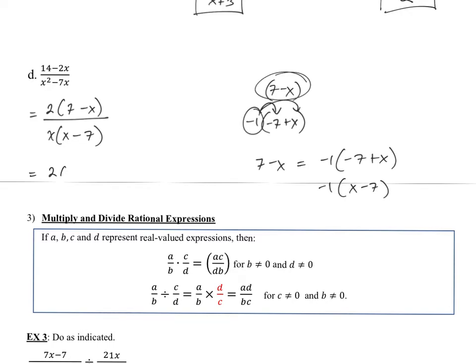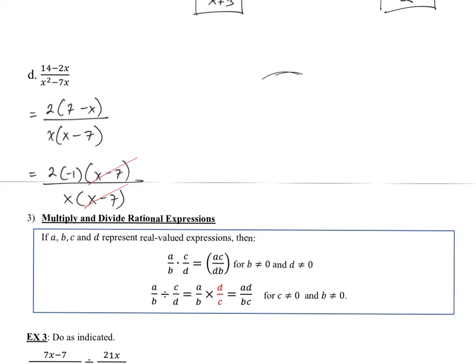That is 2 times negative 1 times x minus 7 divided by x times x minus 7. And now we can see these guys are like terms. They're a common factor. So now we can cancel them because there's multiplication going on. Let me go ahead and erase this work here. And we have 2 times negative 1 divided by x. 2 times negative 1 is negative 2 and divided by x. No other common factors, so we're done.